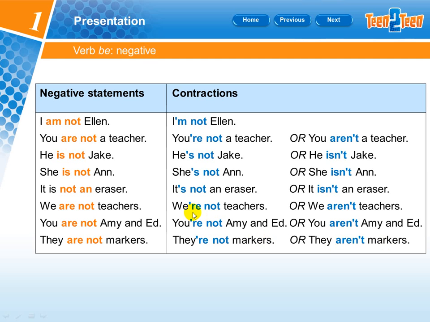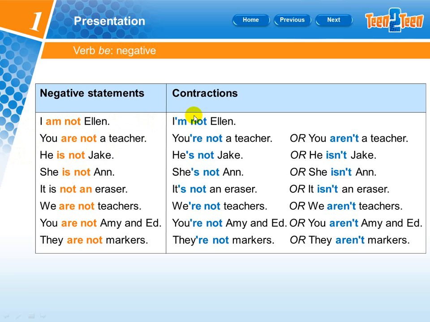In negative statements, after verb be, we add the word not to make it negative. It means when we want to say negative verb be, we must add not after verb be. For example, am, are and is. These three are verb be, or to be verbs. And when we use not with them, we make negative sentences. Nothing else. Very easy. Only add not with verb be to make the sentence negative.